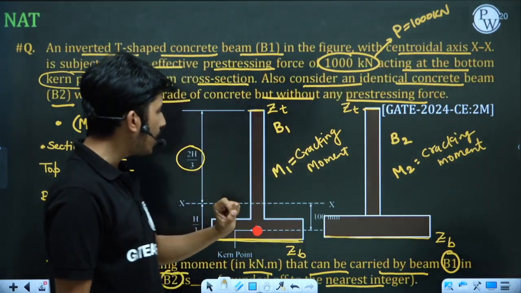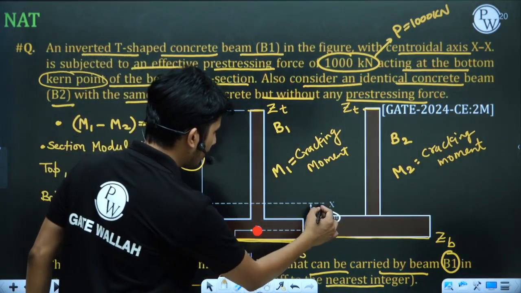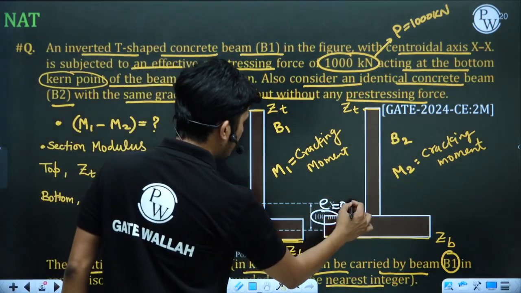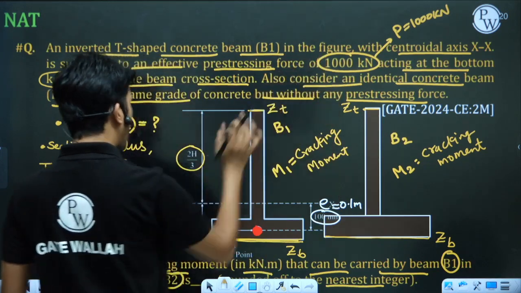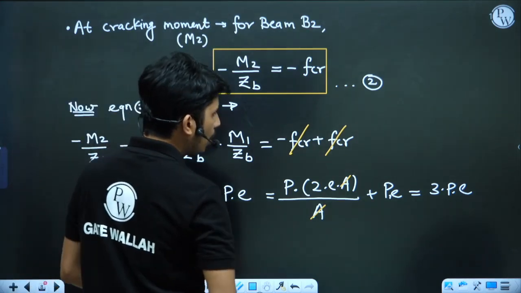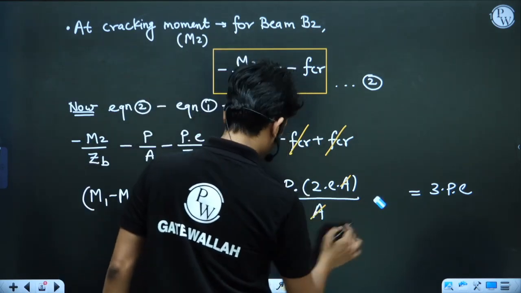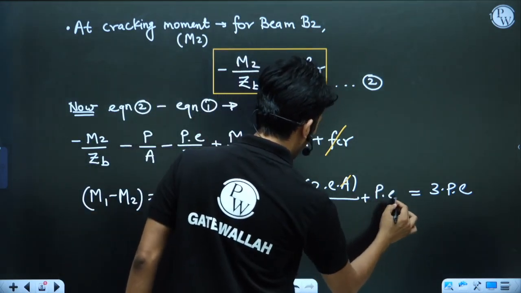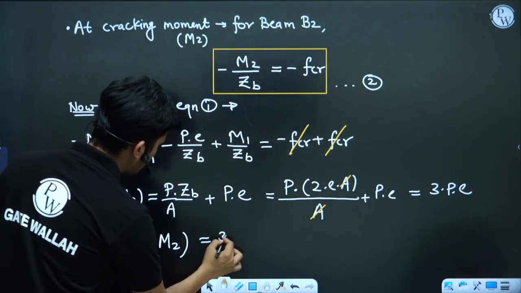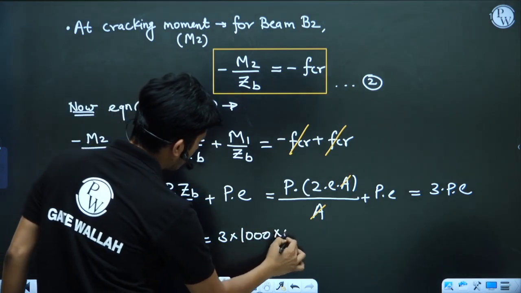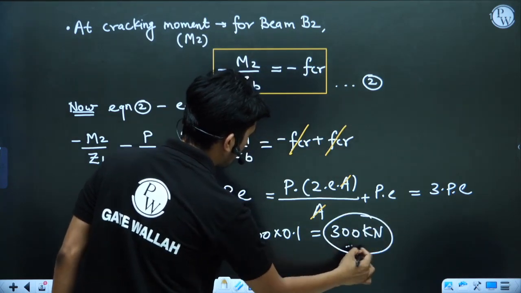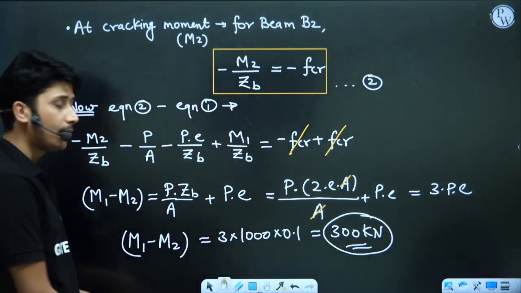P is 1000 kilonewton and e is given here as 100 mm, which means 0.1 meter. So eccentricity is 0.1 meter and pre-stressing force is 1000 kilonewton. We will put these values here. M1 minus M2 will become 3 into 1000 into 0.1, and eventually this will become 300. So the difference between the cracking moments of these two beams is 300. Your answer will be 300.